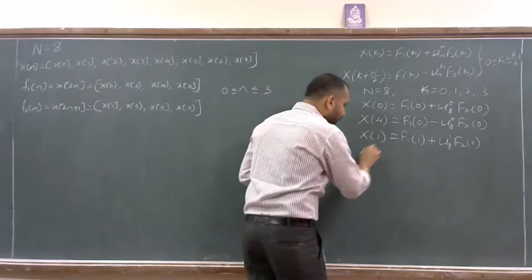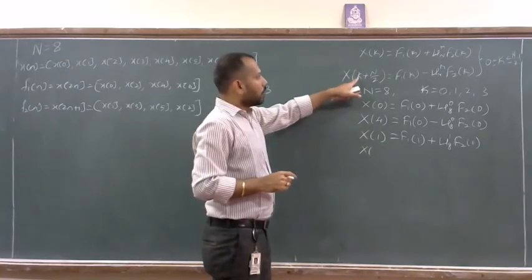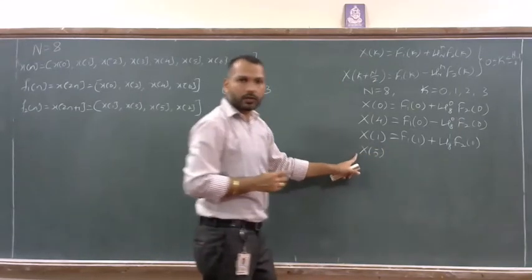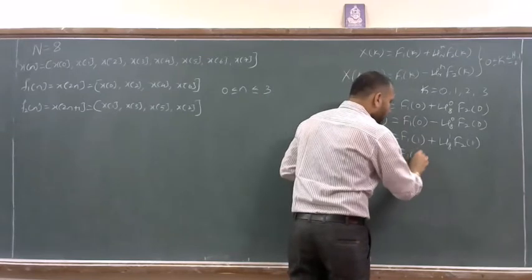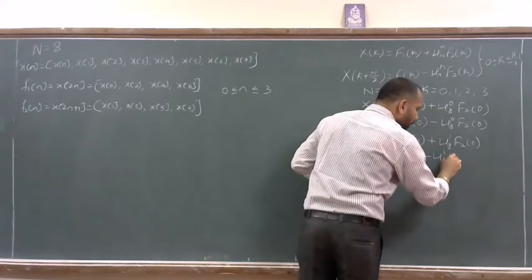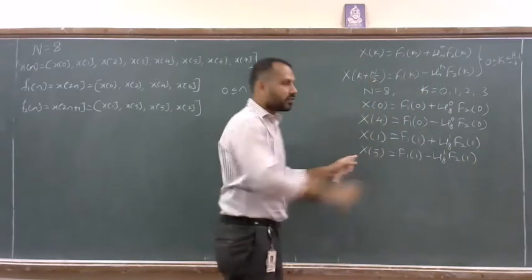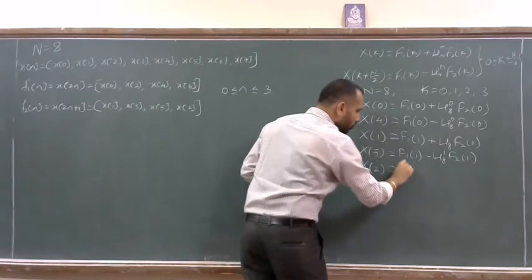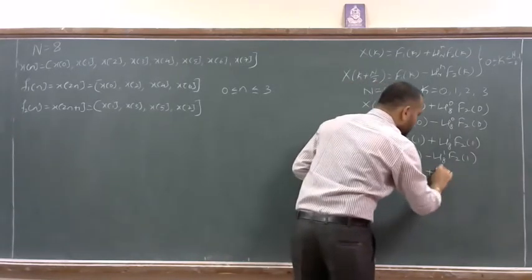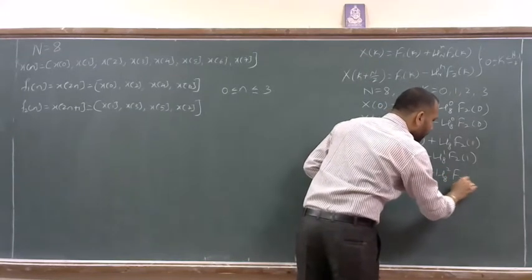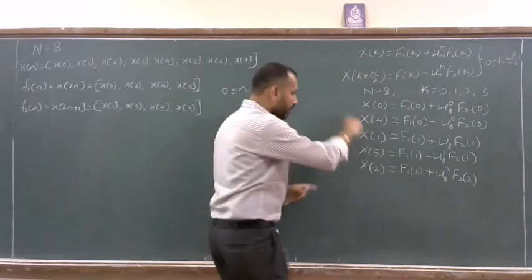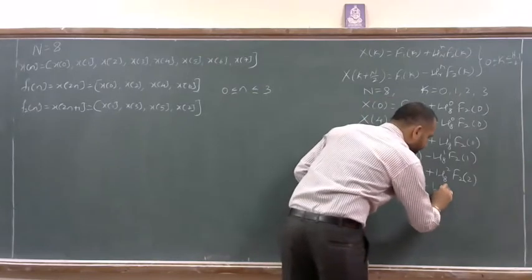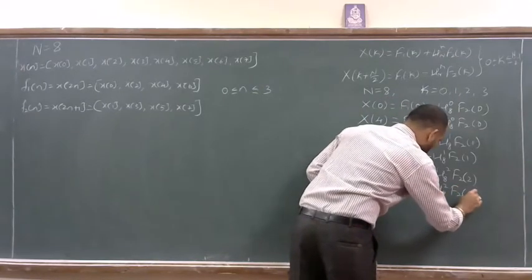And for k equals 1, the second equation will give us 1 plus 4, 5, X of 5, the sixth DFT point, which equals f1 of 1 minus w8 1 f2 of 1. And likewise for the remaining two values of k. For k equals 2, the first equation will give us X of 2, which will be f1 of 2 plus w8 2 f2 of 2. And the second equation will give us X of 6, which will be f1 of 2 minus w8 2 f2 of 2.